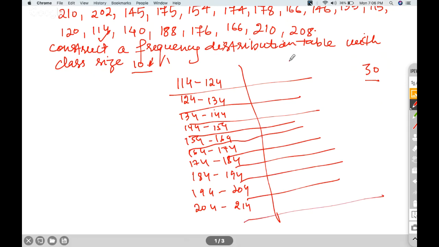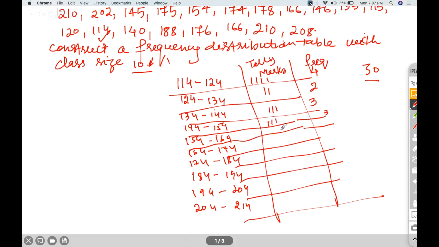in your book it has been given. I don't do it generally, but as your book suggests, you make tally marks. So tally marks, and then you write your frequency. I'm not getting into calculating each and every number. You will see that 114 to 124, if you count here, there would be 4 numbers. 124 to 134, there would be only 2 numbers. 134 to 144, there would be 3 numbers. 144 to 154, again there would be 3 numbers.